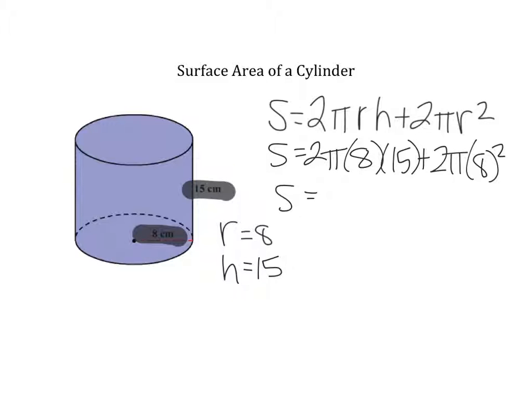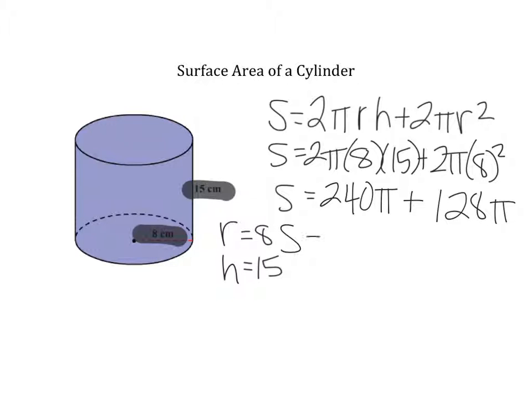So I'm going to simplify that. You can use your calculator for this. But 2 times pi times 8 times 15 is going to be 240 pi. And I'm going to put my plus sign there. And 2 times pi times 8 squared, that'd be 64 times 2 is 128 pi.